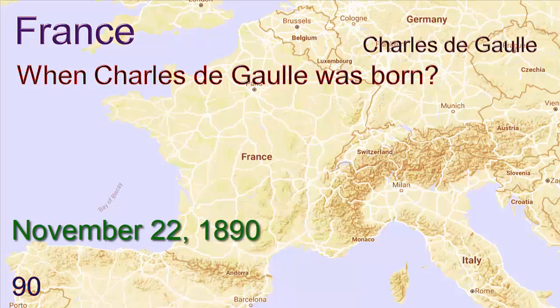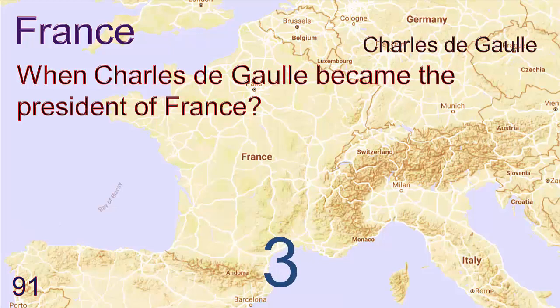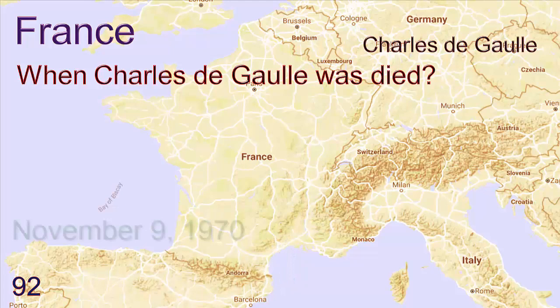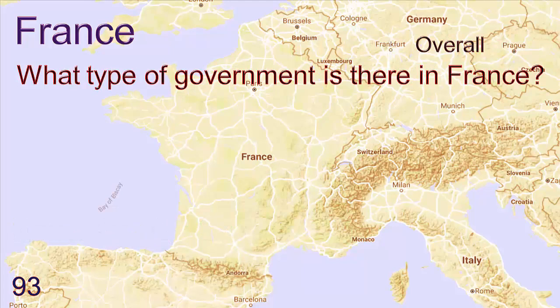When Charles de Gaulle was born? November 22, 1890. When Charles de Gaulle became the president of France? In 1959. When Charles de Gaulle was died? November 9, 1970. What type of government is there in France? Unitary semi-presidential republic.